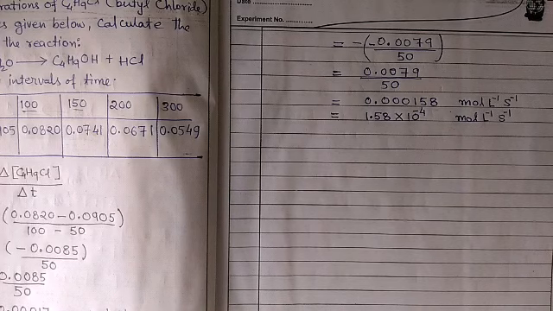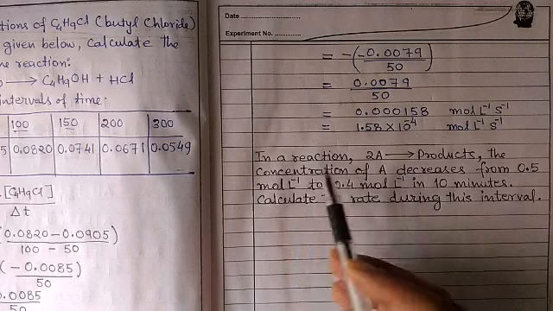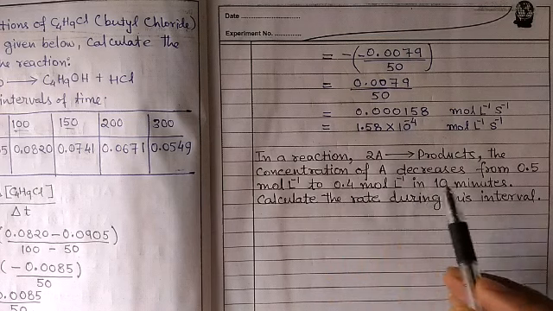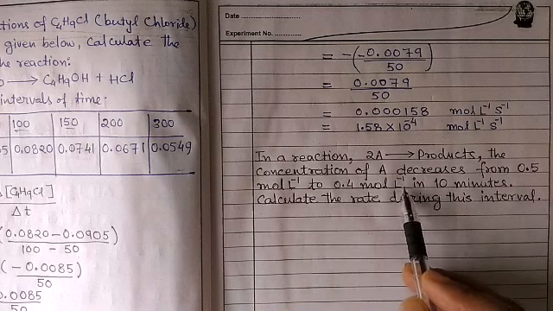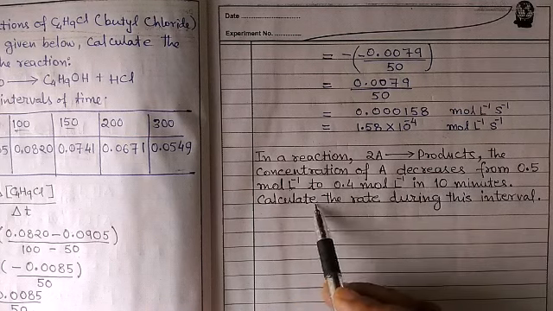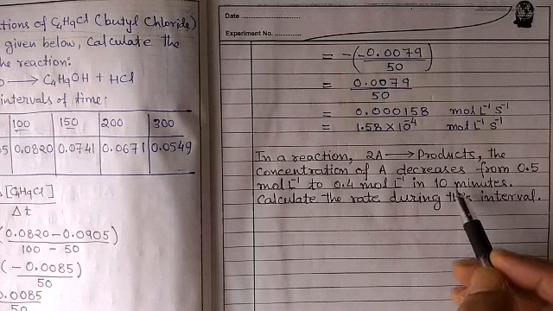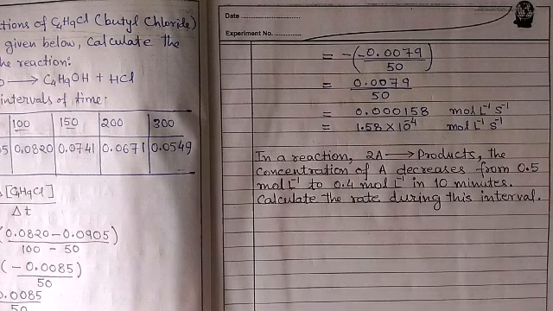Now let's consider one more numerical from the textbook. Now this question says, in a reaction 2A gives products, the concentration of A decreases from 0.5 mole per liter to 0.4 mole per liter in 10 minutes. Calculate the rate during this interval. So in this question we have 10 minutes for time. Before this we were using seconds for time. Now we have to use minutes.